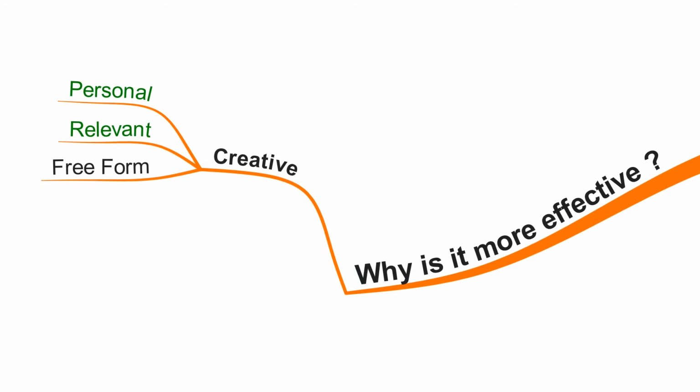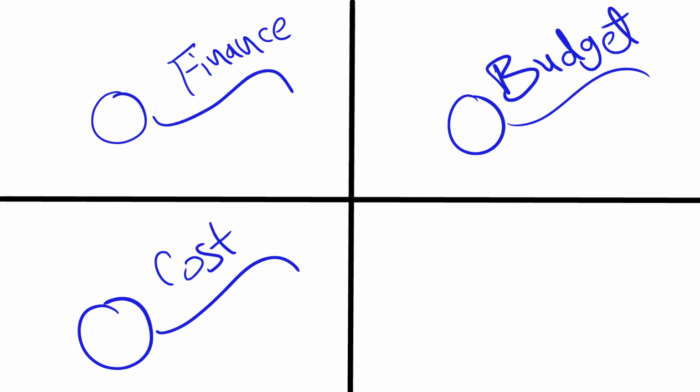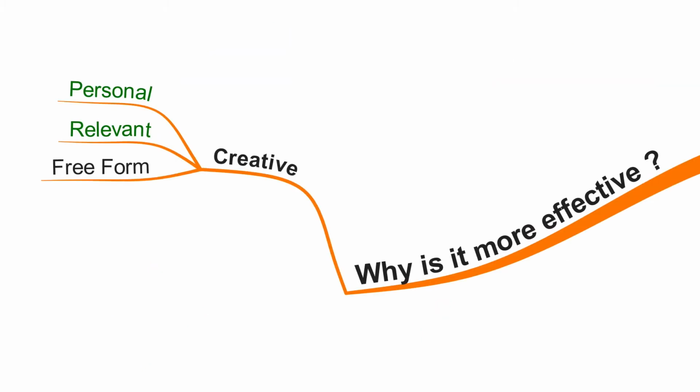The second reason about mind maps being more effective when you try to create something is that it is more creative than the linear formatting. Why? First, it is personal. When many individuals try to mind map the same topic, it will be different in each one. One will say finance, the other one will say budget, the third one will say cost, the fourth one maybe will put a dollar sign. Someone will link finance to the green color, others will link it to the red color, and so on and so forth. That's why we mentioned in the definition the word personal.